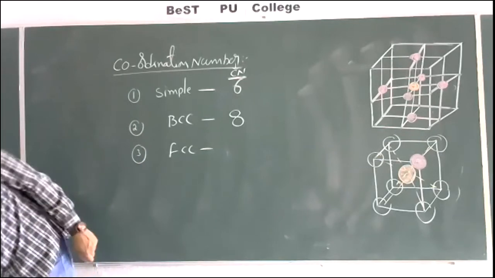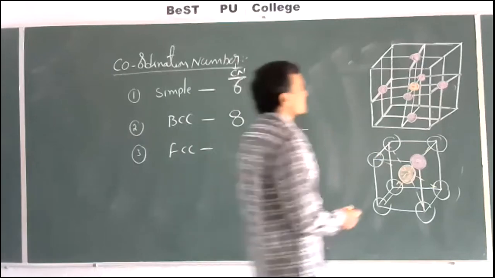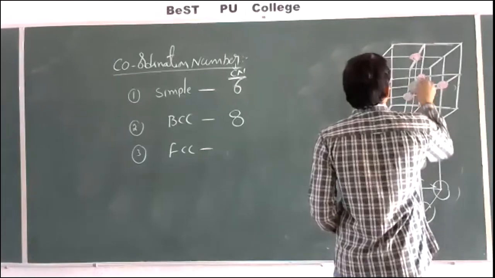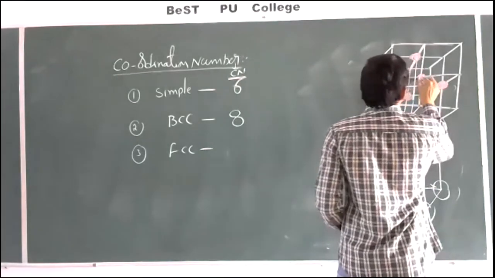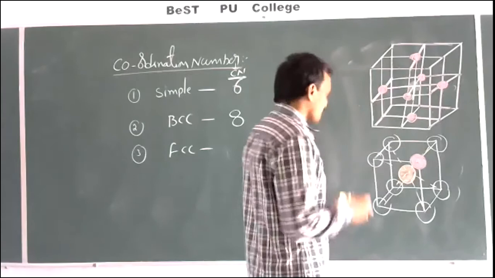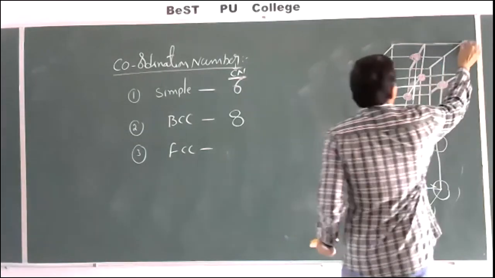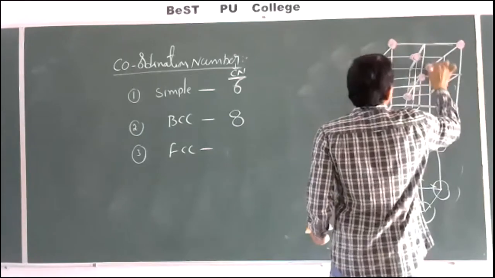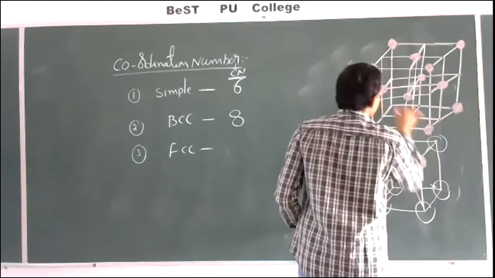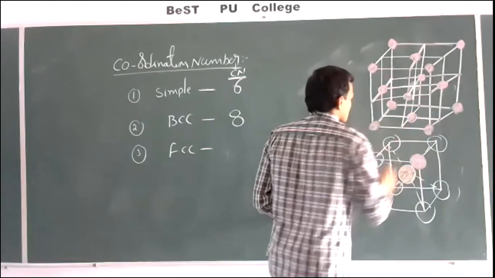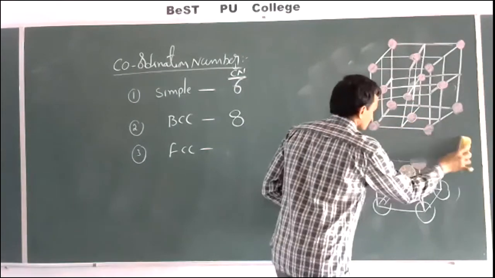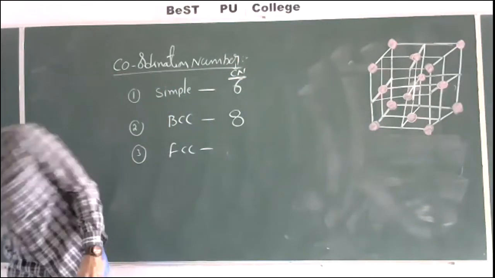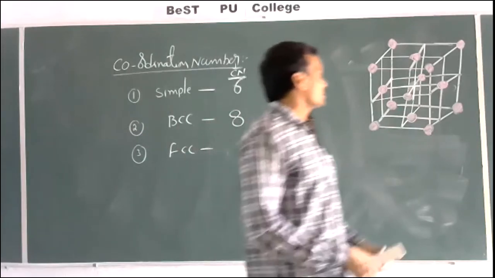Okay, right. Now come to FCC lattice, face centered cubic lattice. What is the position of the particles in face centered cubic lattice? 8 corners and 6 face centers. Now, this is FCC lattice. 8 corners and 6 face centers are there.